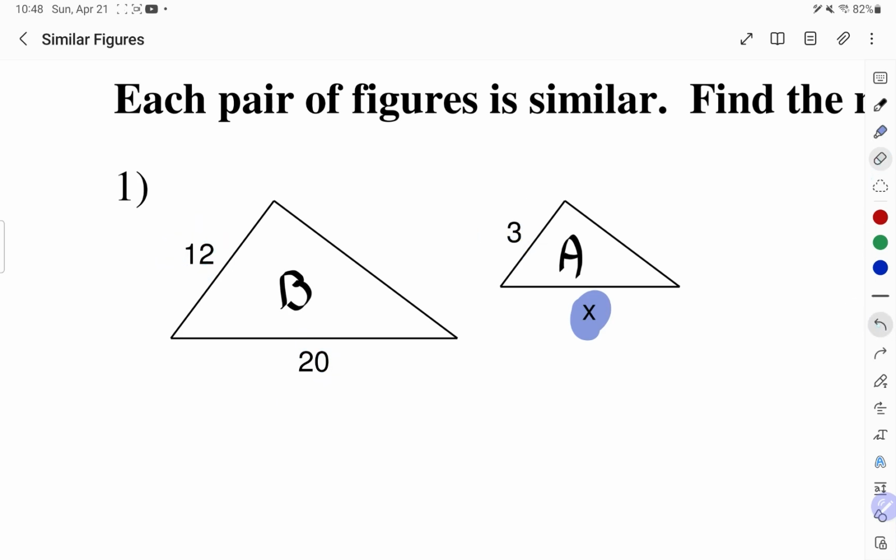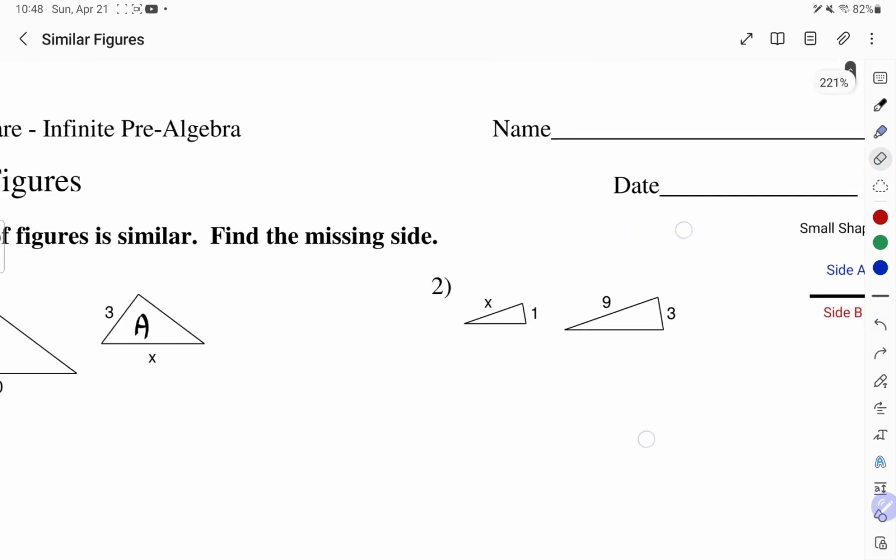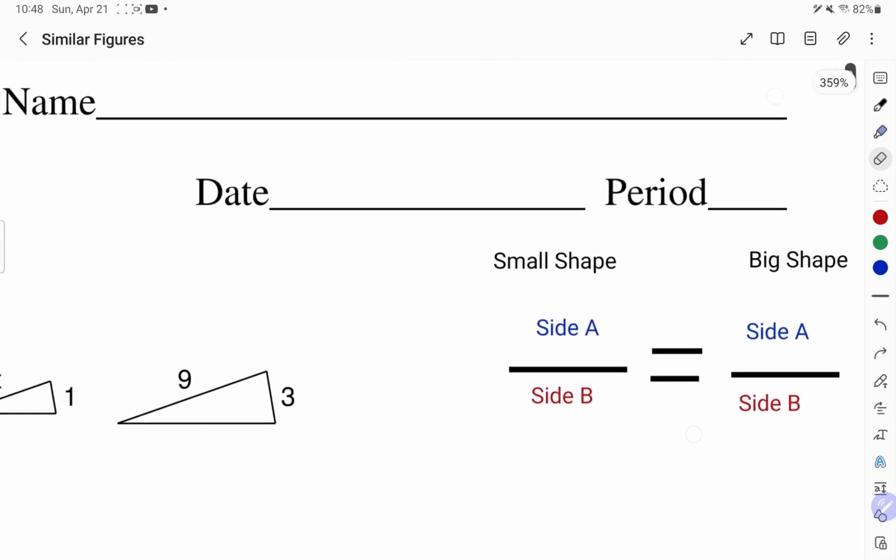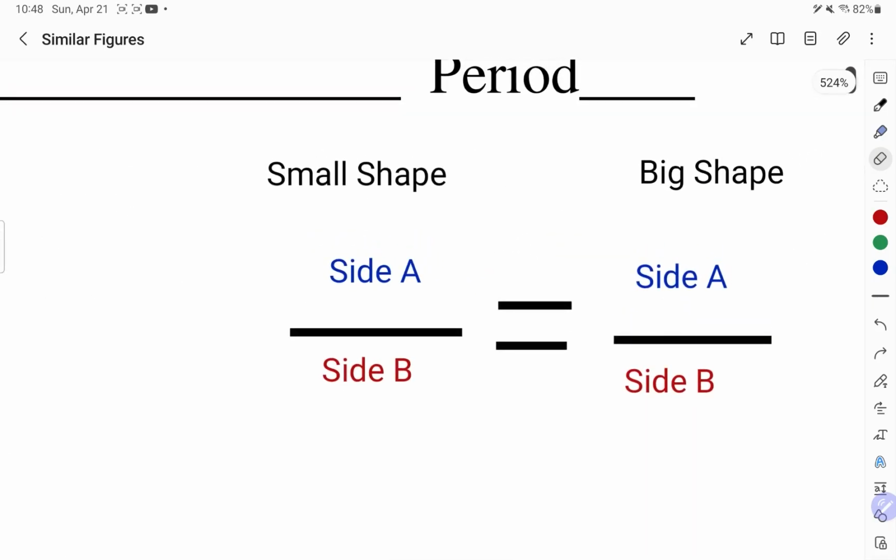But let's go ahead and look at the actual formula that we have over here. I would highly recommend you guys copy this one because we're gonna go ahead and do this one. Now I'm gonna always try to put the small shape on the left and the big shape on the right. You don't have to necessarily do this.